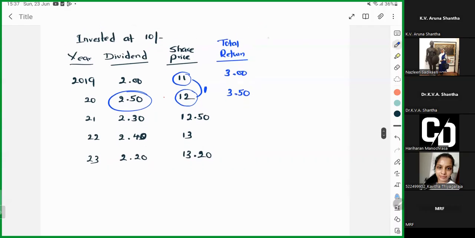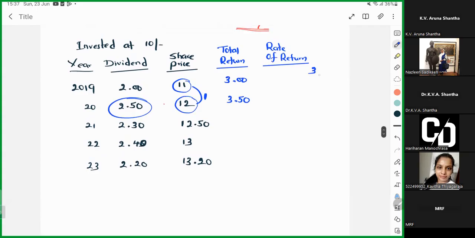Now calculate the rate of return. How much is the first year rate of return? Total return 3 divided by the beginning price 10. 0.3, or you can say 30%.